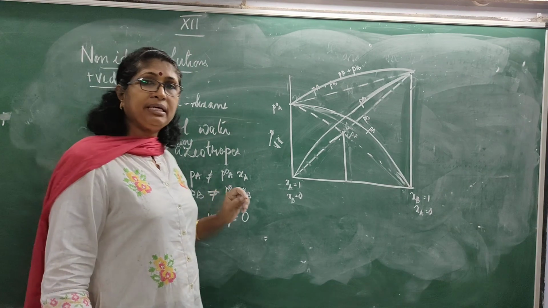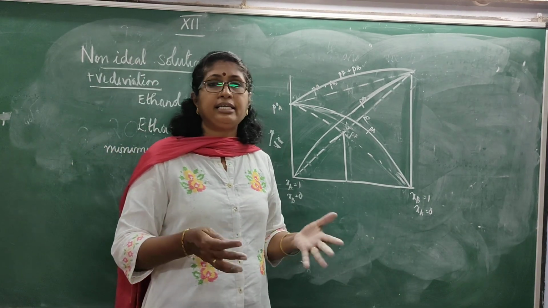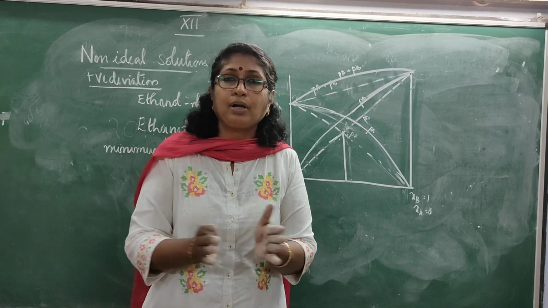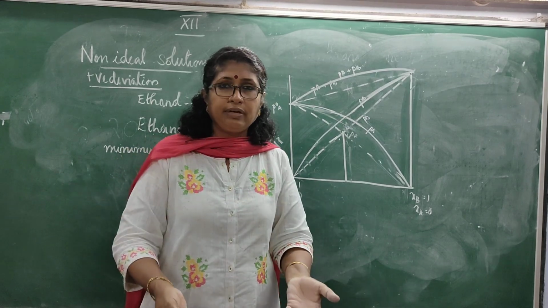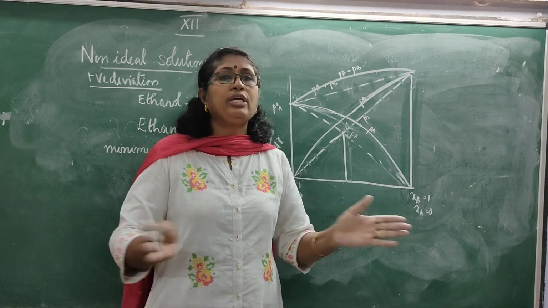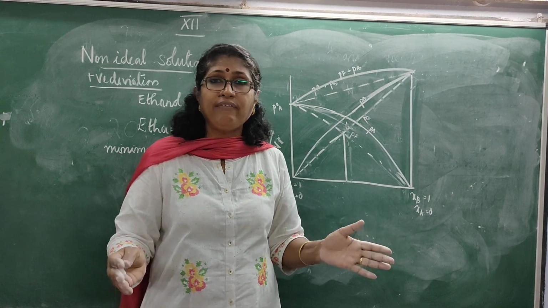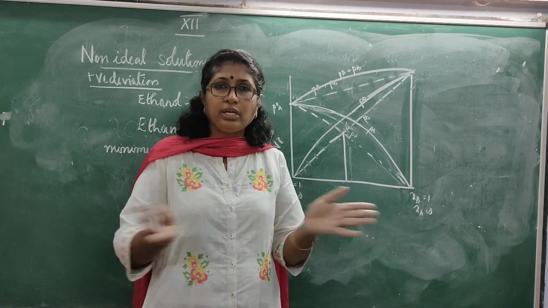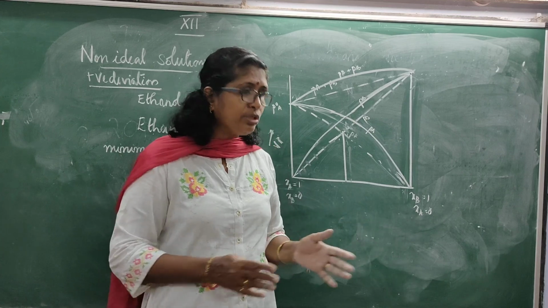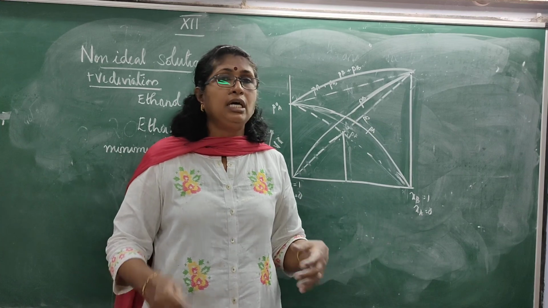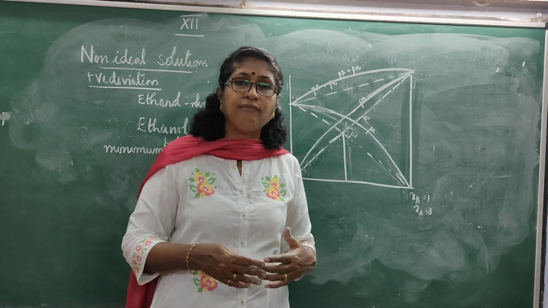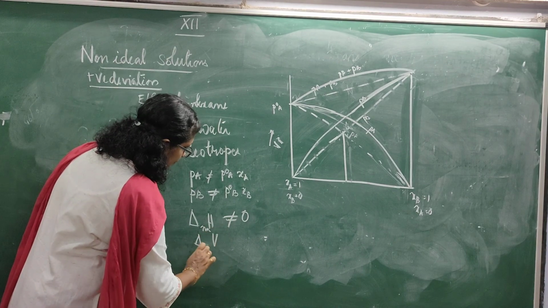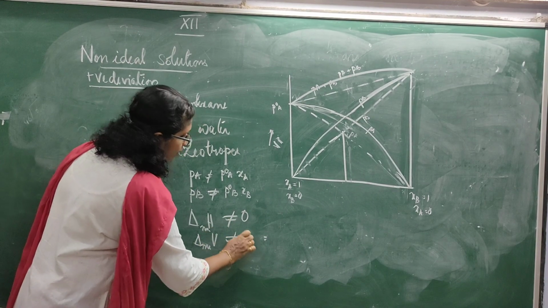Now what about delta V mixing? See here, there is hydrogen bonding between ethanol molecules or between water molecules which is keeping them closer. When N-hexane is added, the molecules will break away, isn't it? They will move away so that N-hexane can enter in between. So what that means is the molecules fall apart. Therefore what happens? The volume will increase. Therefore delta V mixing will not be equal to 0.